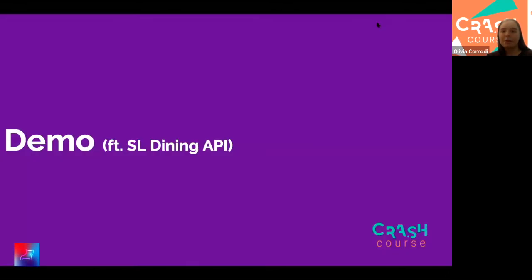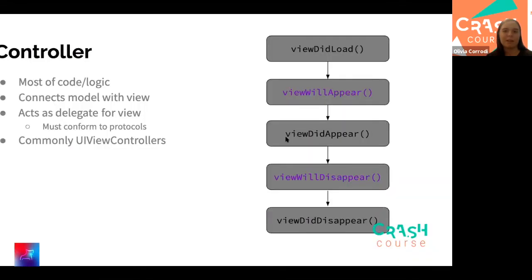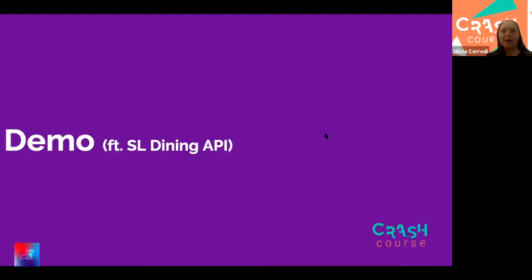So now we're going to move on to the demo, because a demo is probably the best way to get practice and go through a real app. We are going to be using the ScottyLabs Dining API. Shout out to that. And we are going to be making an app that uses all of the dining locations on campus, so you can view all of them with their descriptions.